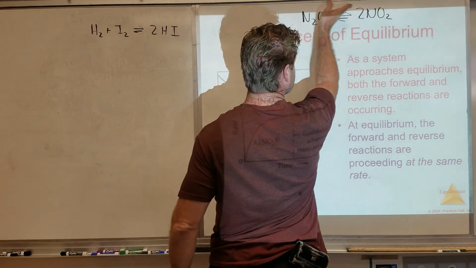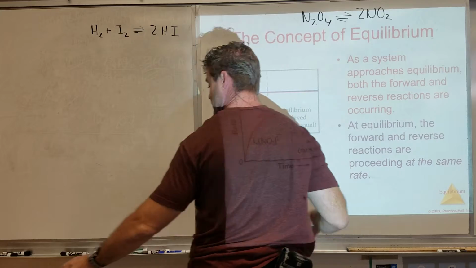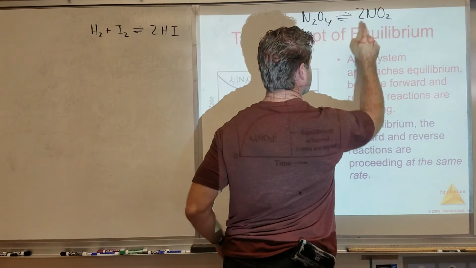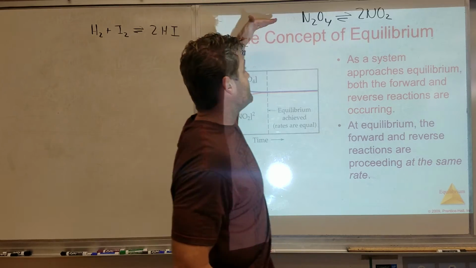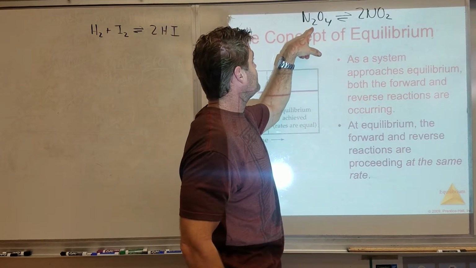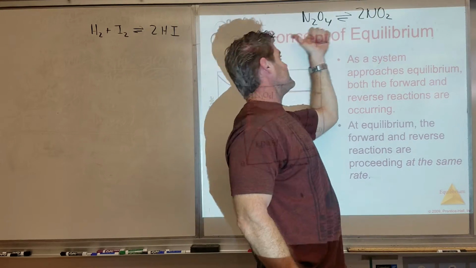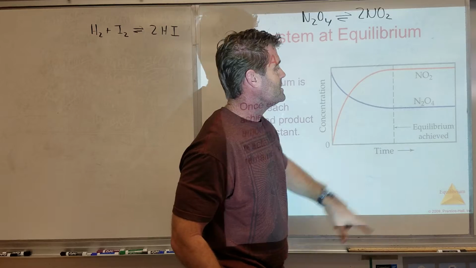If you have just as much going this way as going this way, wouldn't you agree that the concentration of both of those at equilibrium would remain constant, right? Because you have just as much of this being produced as is being used up, and just as much of this is being used up as is being produced. And so what will happen is the concentrations will stay constant.